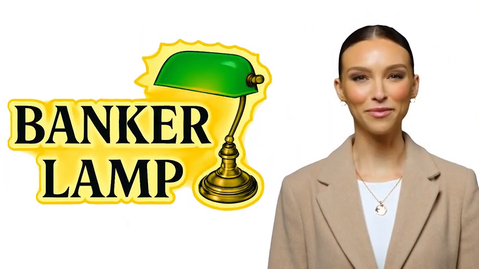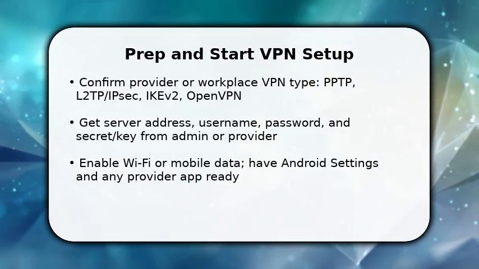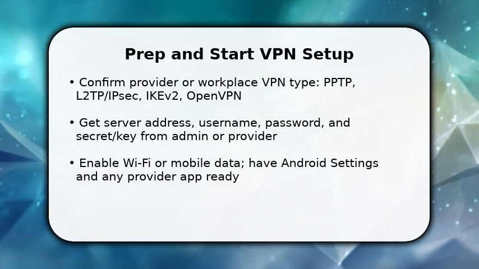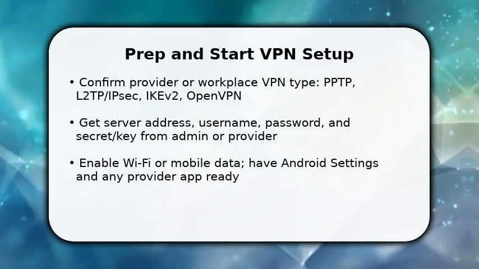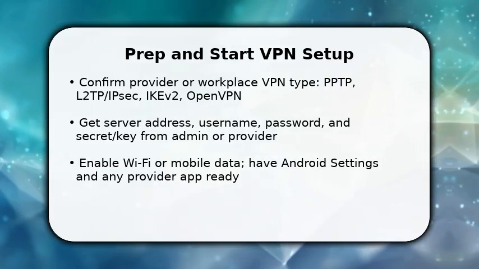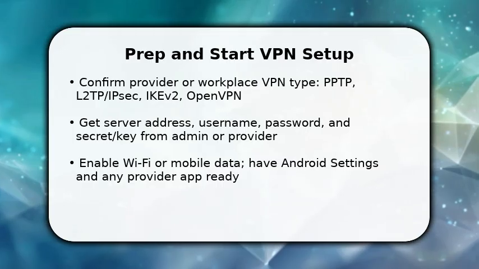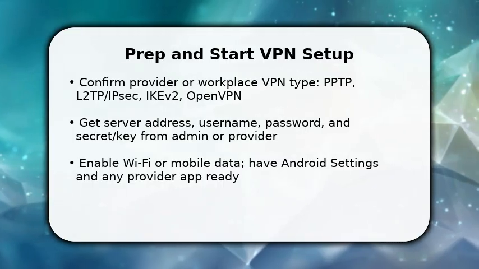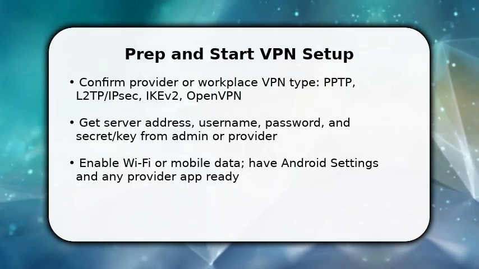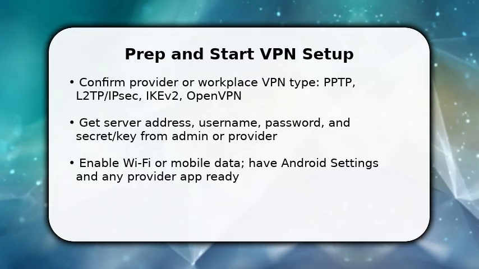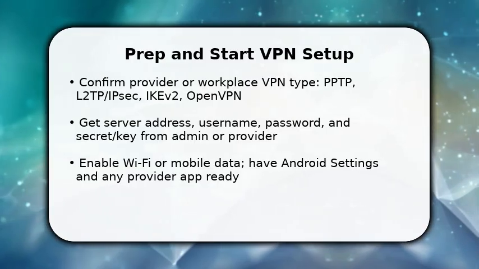Please enjoy the video. You begin by collecting required info: the VPN server address, protocol, and your credentials. Open Android settings and tap Network and Internet, then VPN. This gives you the built-in client. If your provider gave an app, install it now. Once done, choose Add VPN Profile and pick the correct protocol because the wrong type will fail to connect.